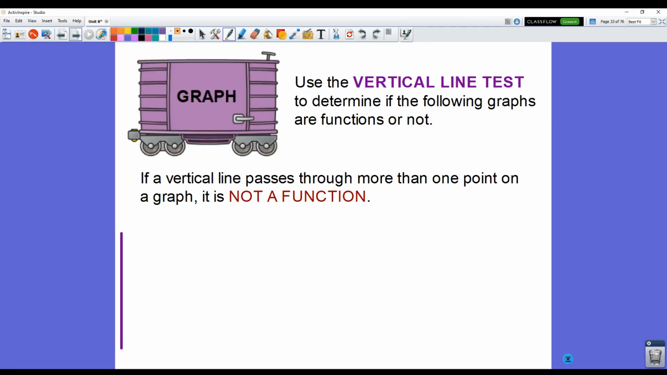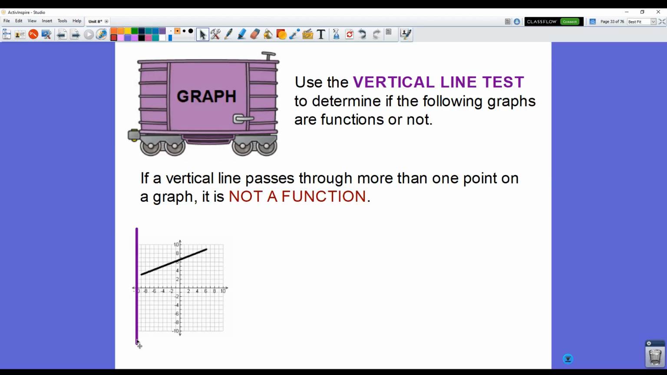All right, let's test this out. Use the vertical line test to determine if the following graphs are functions or not functions. Here's our first graph. I'm going to pull this line across. Is it touching that graph in more than one place? Is it hitting two points at the same time? It does not. Nowhere along there does it hit it in more than one place. So this is a function.